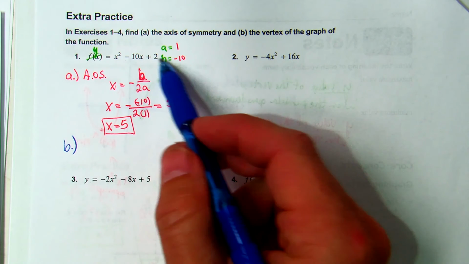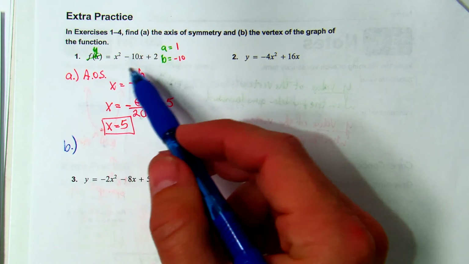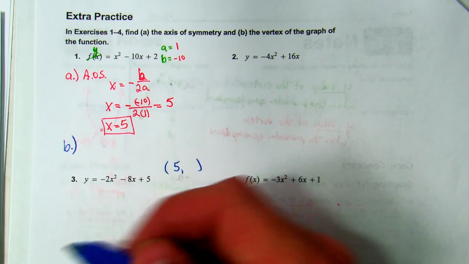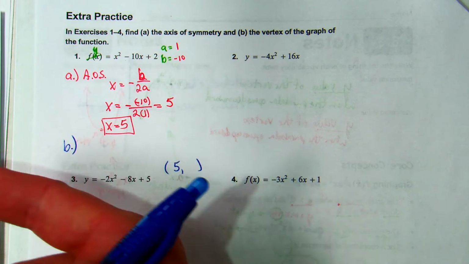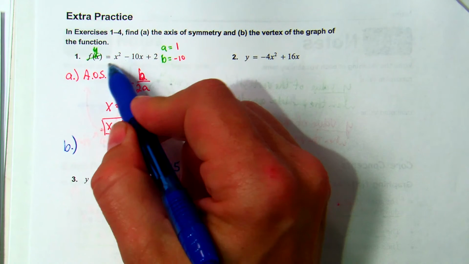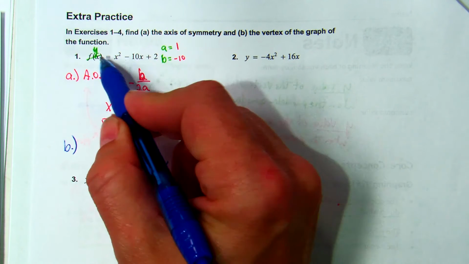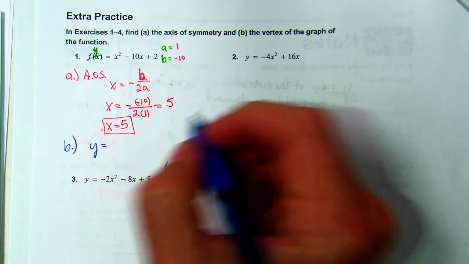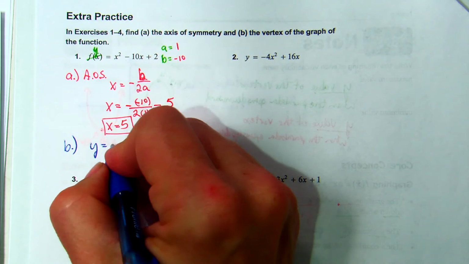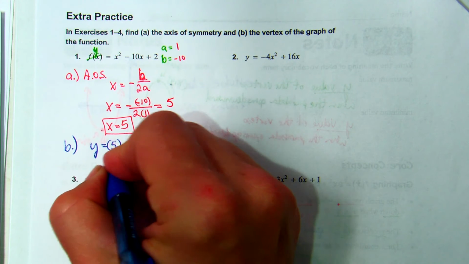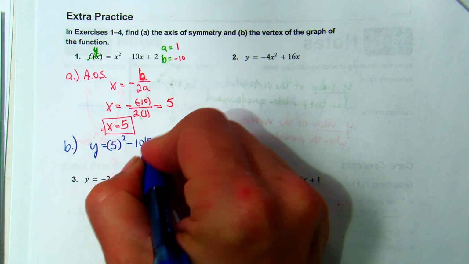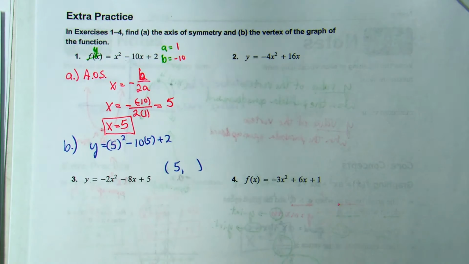Remember that this is still like the little number crunching machine. We've talked about equations being like machines. You put a number into the machine, it spits out a number. Well, the number you put in is an x value, and the number it spits out is the y value. So y is going to equal x squared minus 10x plus 2, where we put a 5 in for x. So we'll have 5 squared minus 10 times 5 plus 2.